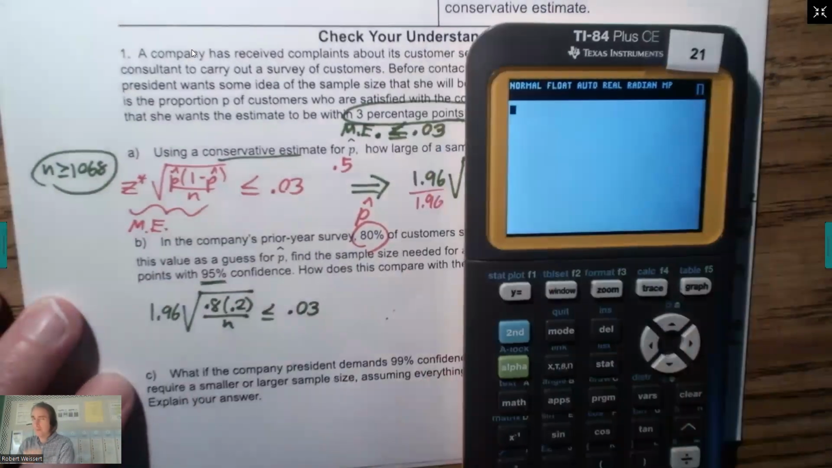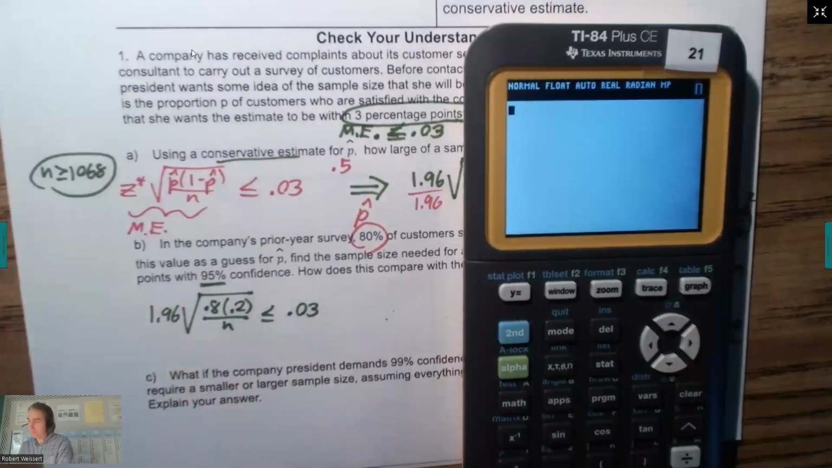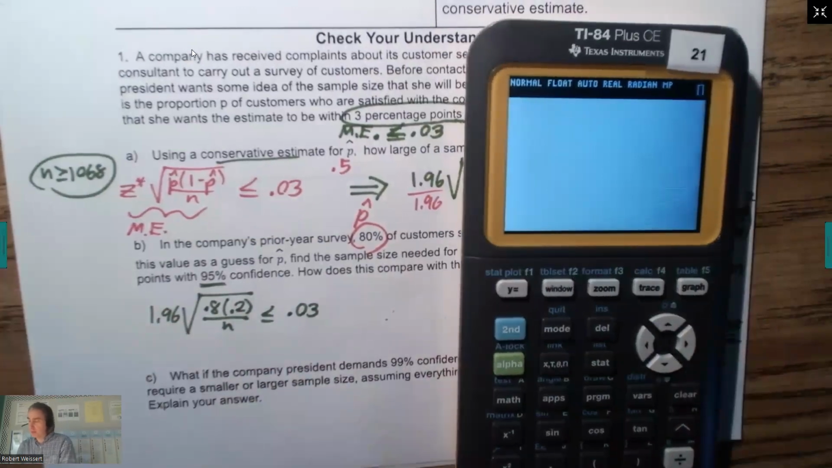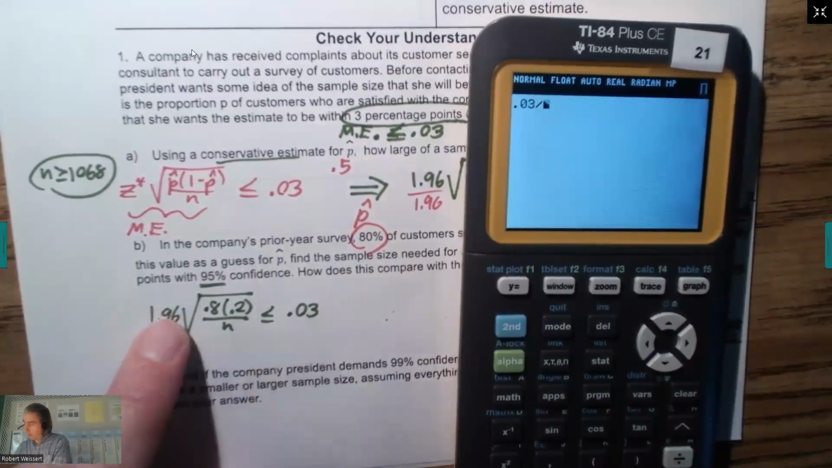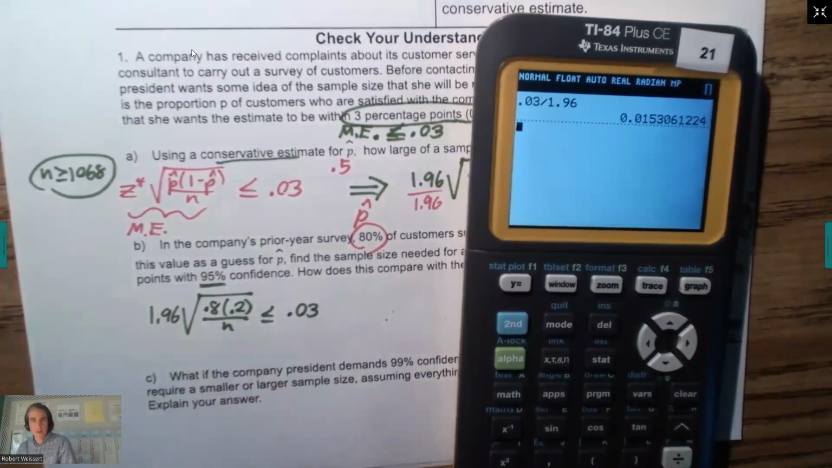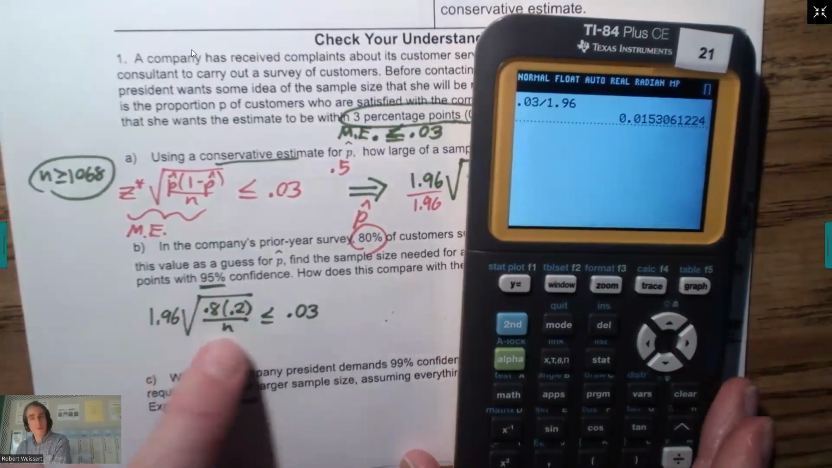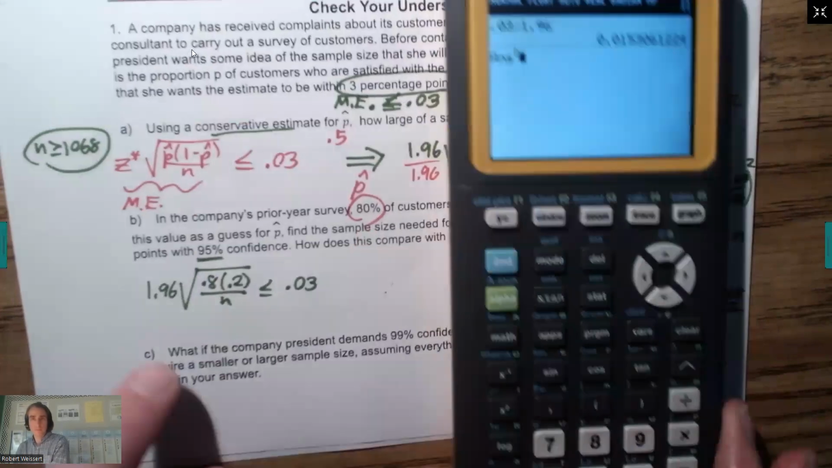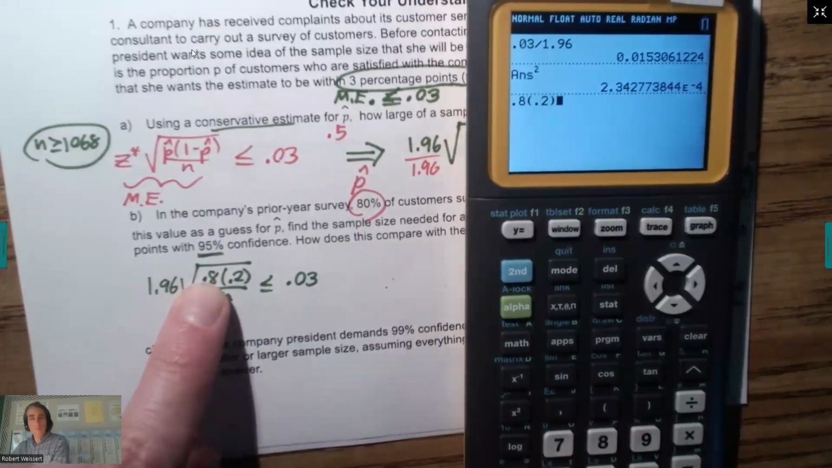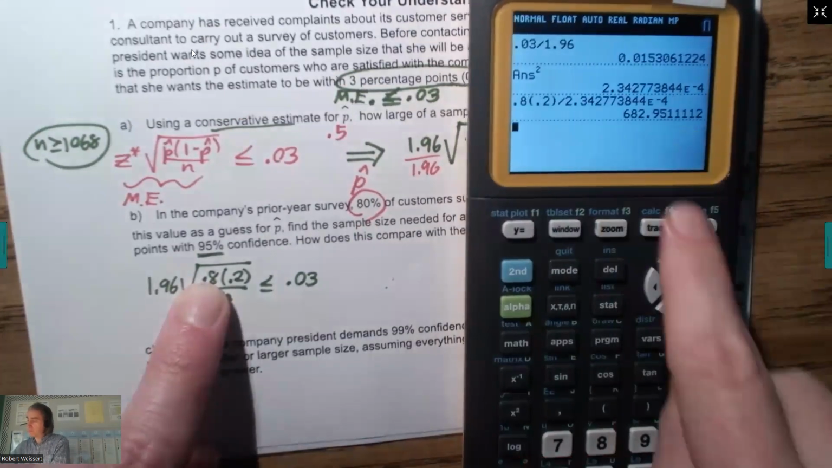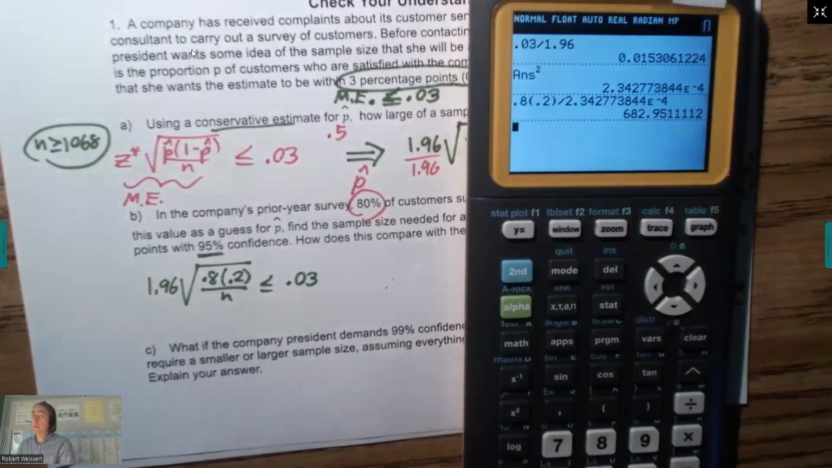Now, how much work do you have to show for this? Not a lot. You can actually set this up and just give me your answer. If you know the calculator approach, it's this divided by this. So 0.03 divided by 1.96. Just type that out in your calculator. And then undo the square root. So hit the x squared, press enter. And then take your 0.8 times 0.2 and divide by that previous number. And your sample size should be 682.95. We're going to round that up to 683.